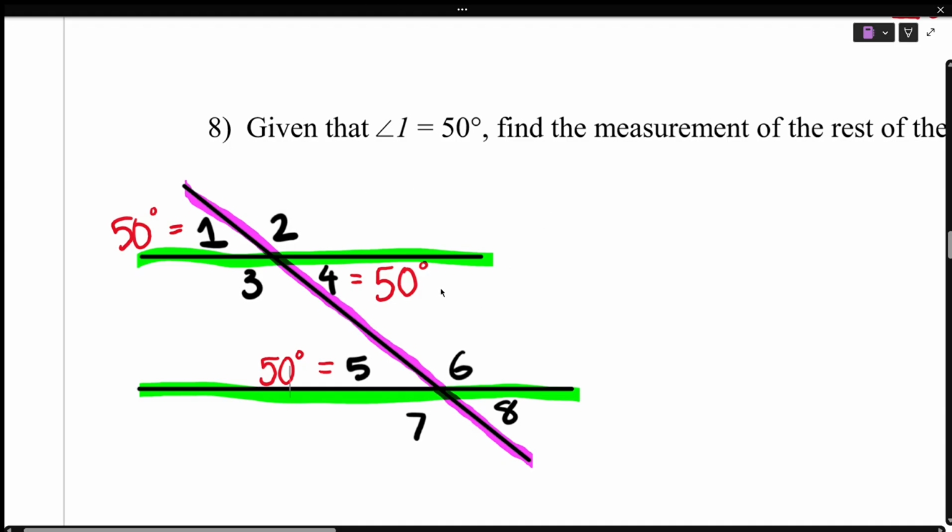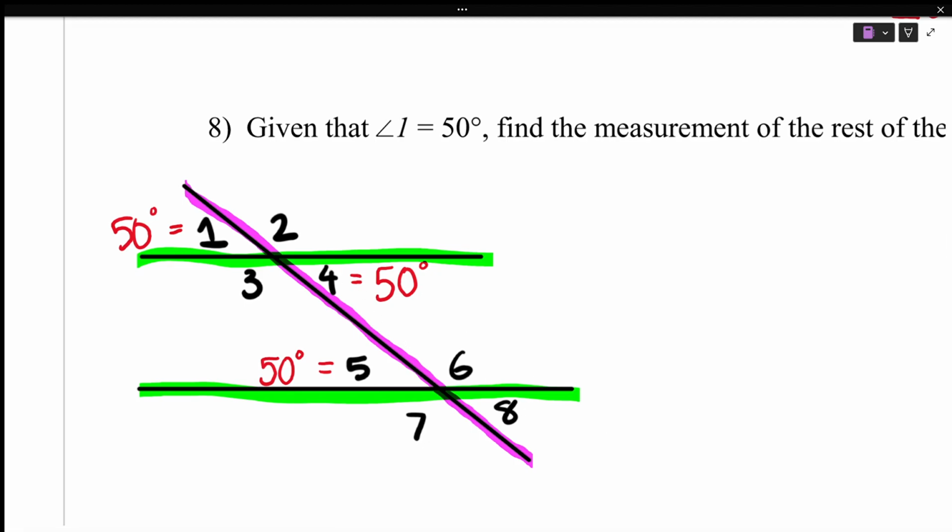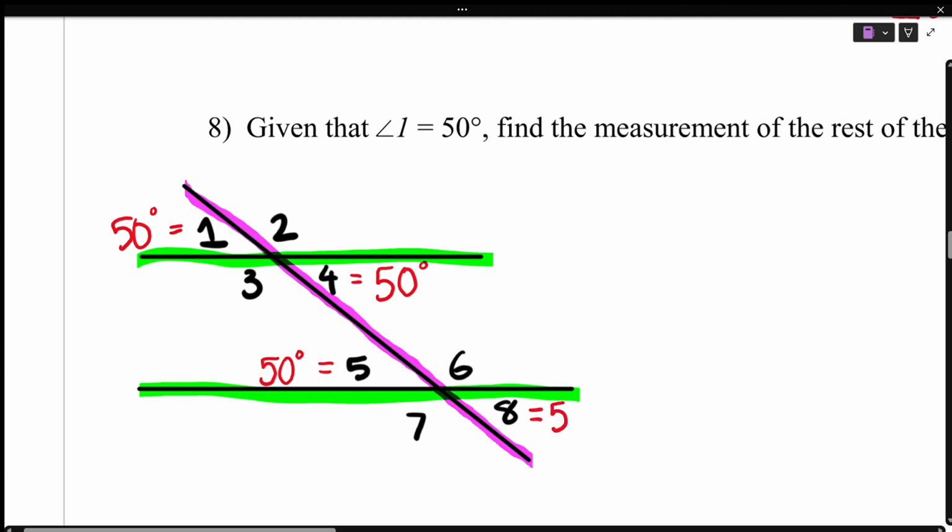And then this one, you could look at it many different ways. You could say 1 and 8 are alternate exterior, or 5 and 8 are vertical, or you could say 4 and 8 are corresponding, but the point is 8 is also going to be 50 degrees. Okay, cool. What about the other ones?